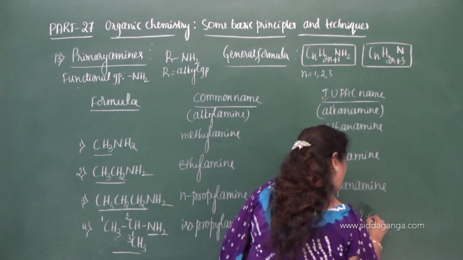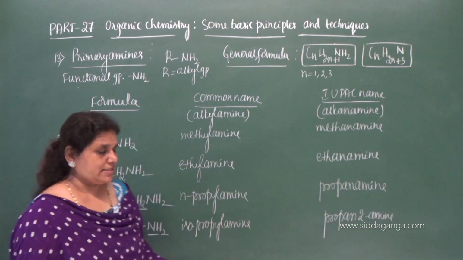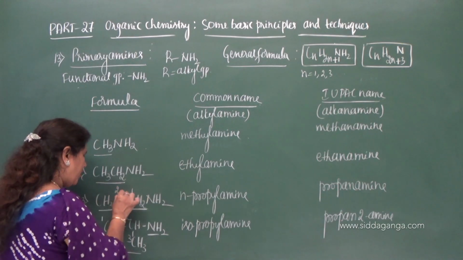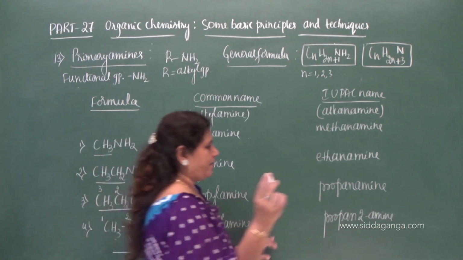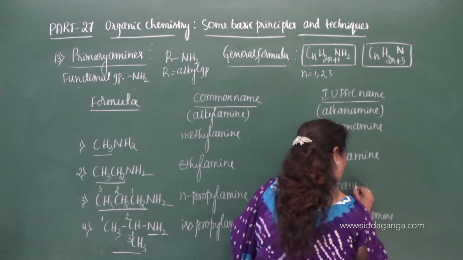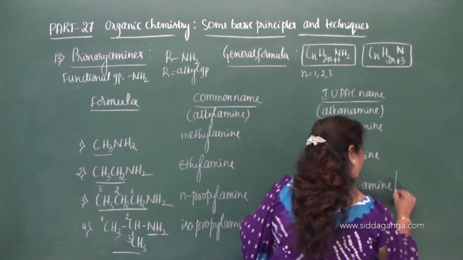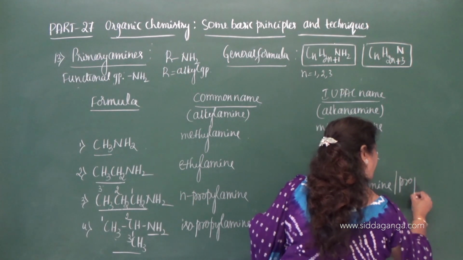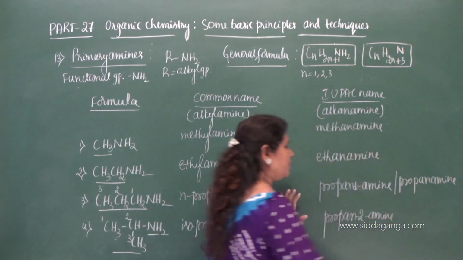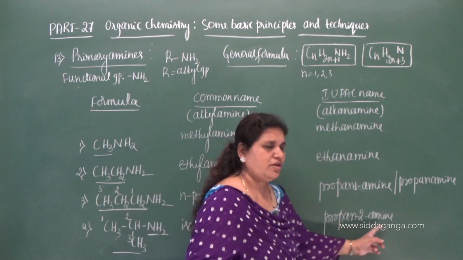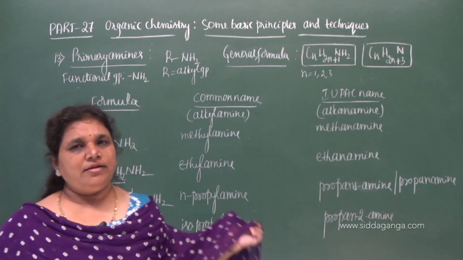In the previous example, you can even give the numbers 1, 2, 3, and the NH2 group is on the first carbon. You can write it as propane-1-amine, or simply propanamine. Now you can understand this: propane-1-amine, propane-2-amine. Remember these two. This will be the example for isomers.